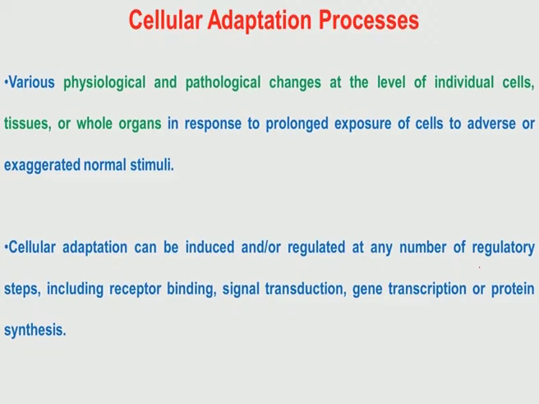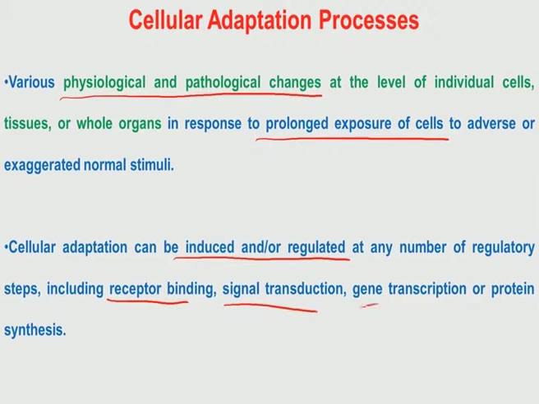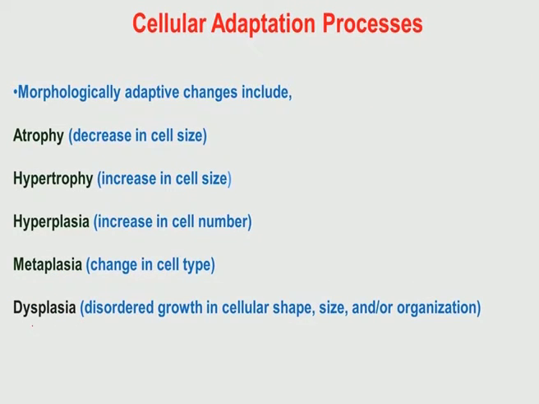So, that is the reason I have made the first statement in this slide: various physiological and pathological changes at the level of individual cells, tissues or whole organs, in response to prolonged exposure to adverse or exaggerated normal stimuli, are relevant to cellular adaptation, which can be induced or regulated at any number of regulatory steps including receptor binding, signal transduction, gene transcription and protein synthesis. I will make an attempt to explain each of these in subsequent modules, but first let us discuss the different ways a cell can adapt itself.